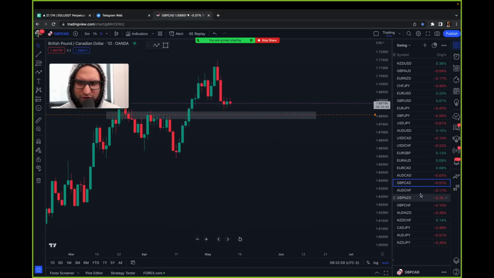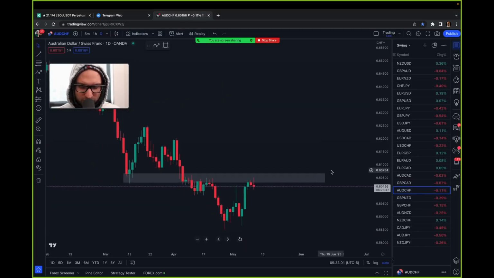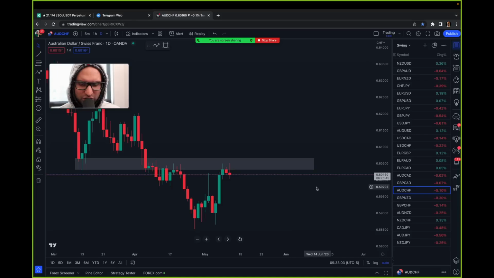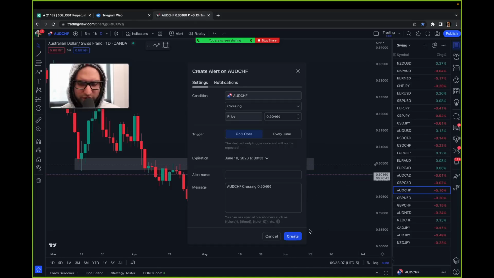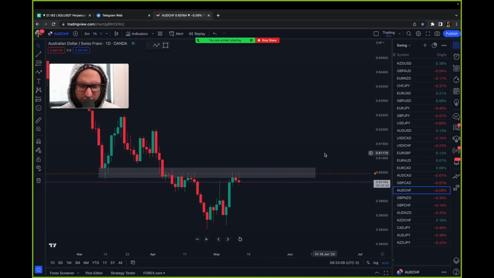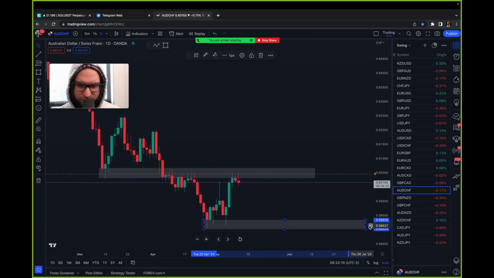GBP CAD, waiting for us to come in here. AUD CHF, we just exited a daily zone. I'm going to set an alert back at the daily zone. If we can get a quick retest here before it makes the move down, I'll look to sell. And if price doesn't do that, then I'll just wait for price to come here around these lows, and then I'll look to buy right there. Very, very complicated, right? Buying at support, selling at resistance.